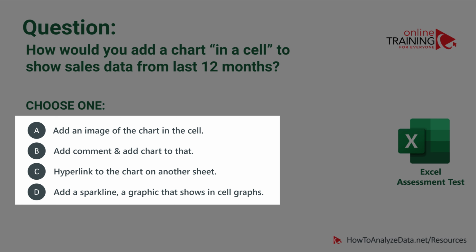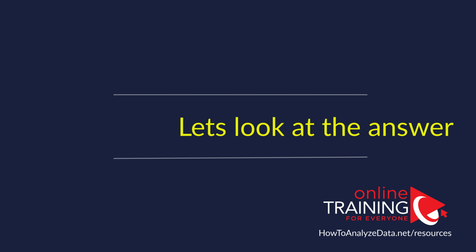Add an image of the chart in the cell, add comments and add chart to that, hyperlink to the chart on another sheet, and then the last one, add a sparkline, a graphic that shows a sales graph. Which one would you choose? Which one do you think is the right answer?